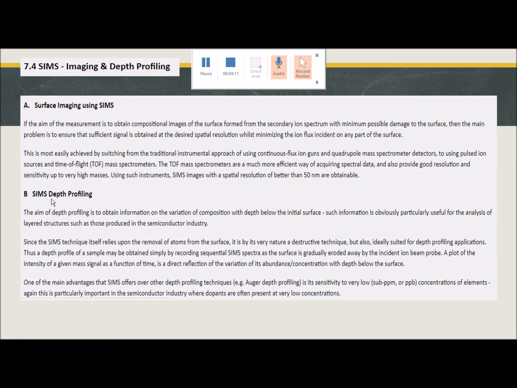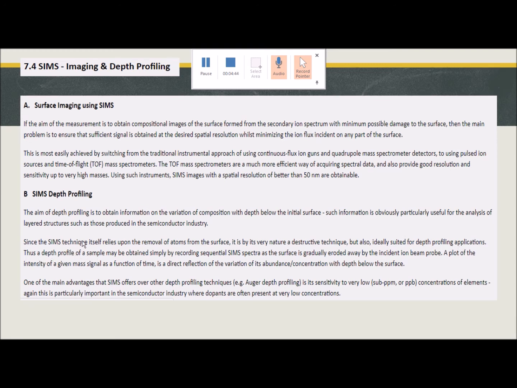For SIMS depth profiling, the aim is to obtain information on the variation of composition with depth below the initial surface. So it is obviously particularly useful for the analysis of layered structures such as those produced in the semiconductor industry. Since the SIMS technique itself relies upon the removal of atoms from the surface, it is by its very nature a destructive technique, but also ideally suited for depth profile applications.